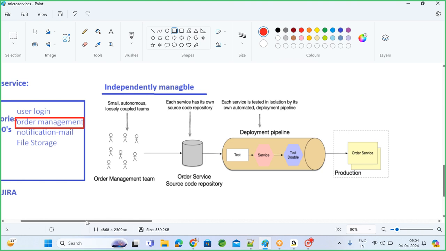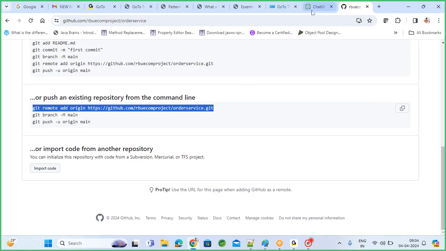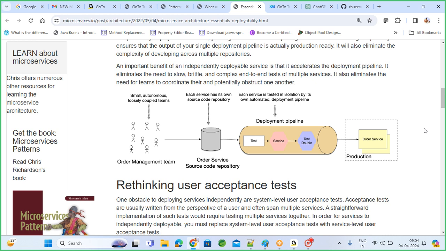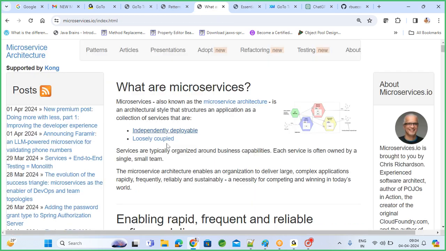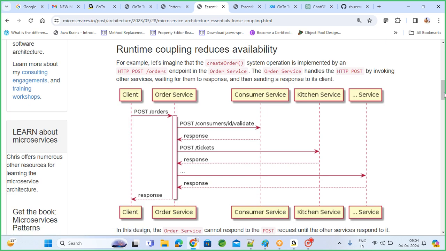So when you want to implement a microservice from your user stories, it should first be independently manageable. The first point is independently manageable. And what is the next pattern? Loosely coupled. Independently manageable and loosely coupled. Basic principles. Loosely coupled.